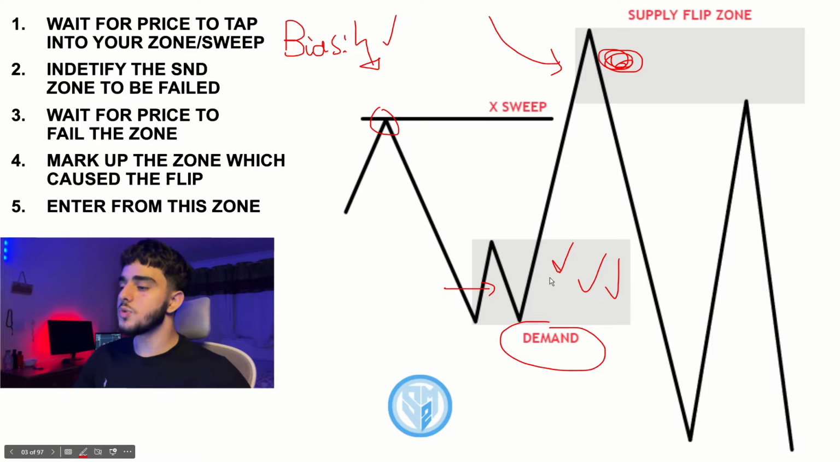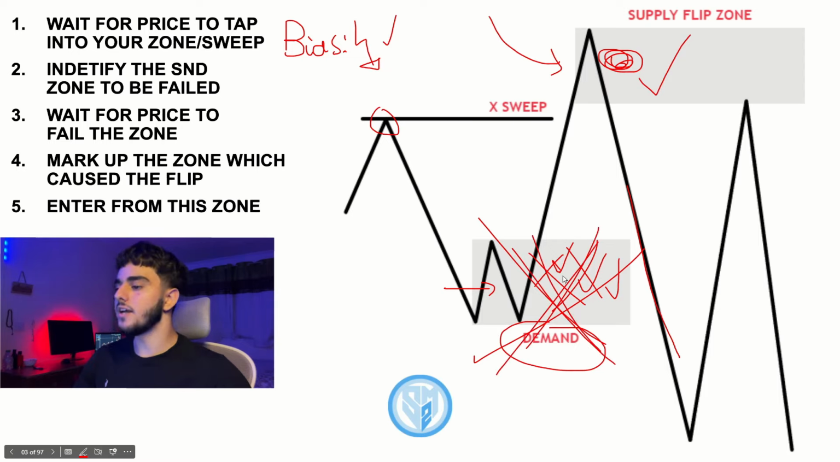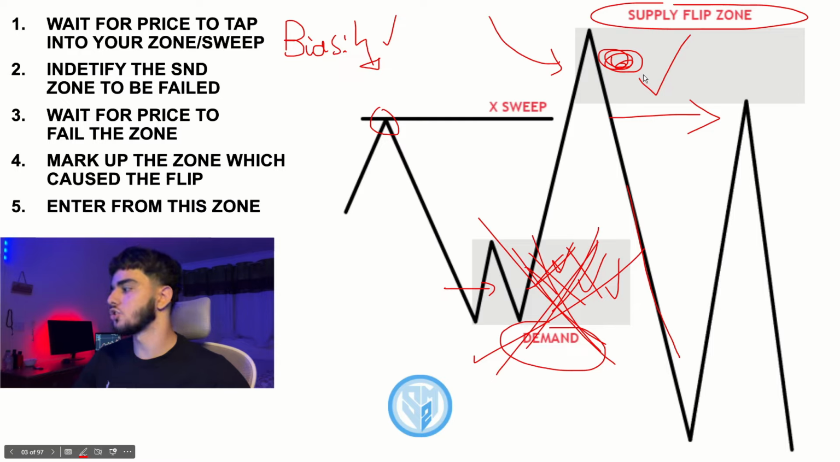However, once we see this demand zone fail and price pushes past it, we know that our bearish bias is going to be correct, because the bullish sentiment in this market has failed. Buyers are no longer in control, therefore the sellers are taking over, therefore supply is taking over, and therefore we have a confirmation for our trade.